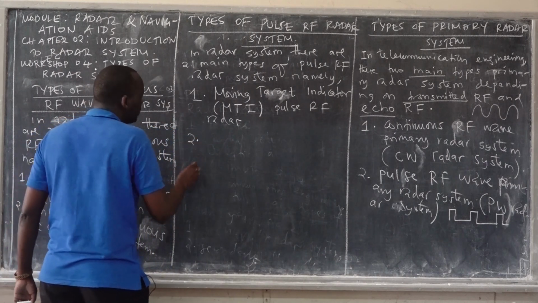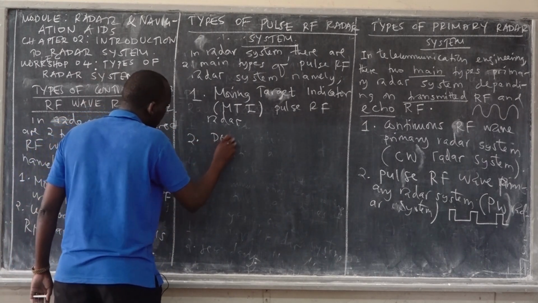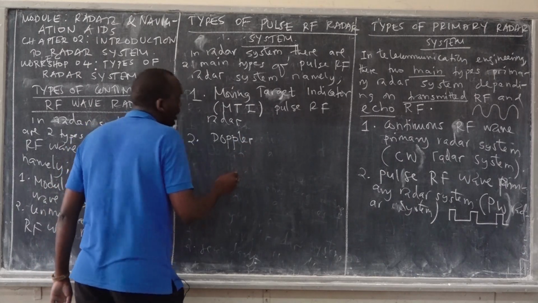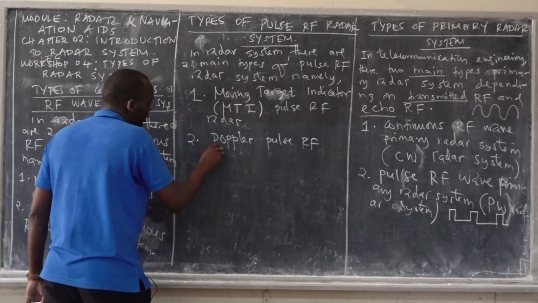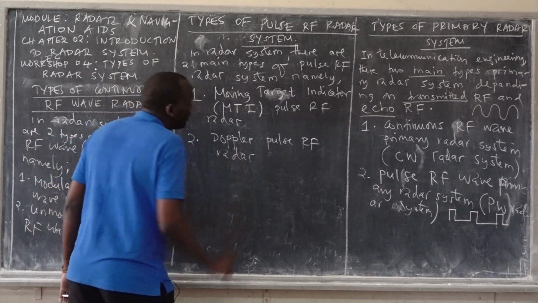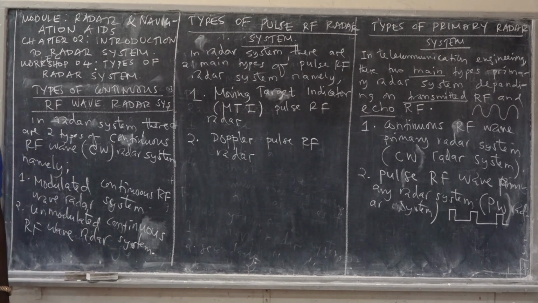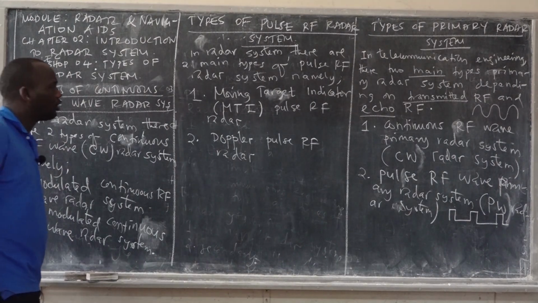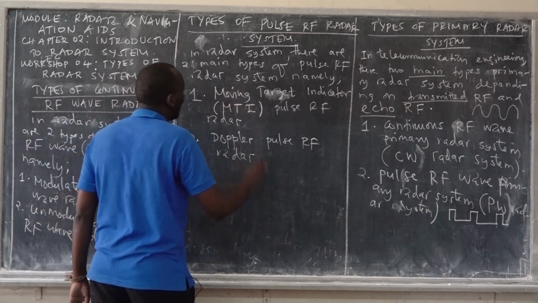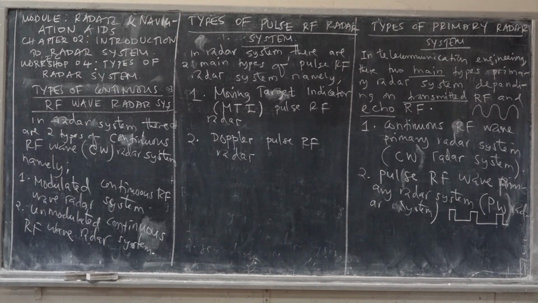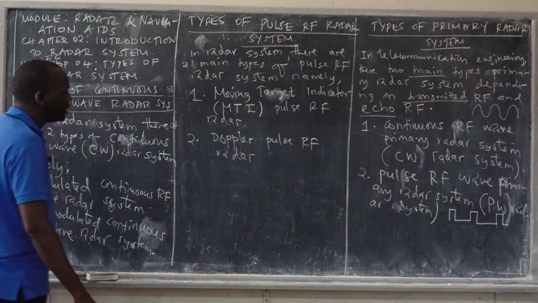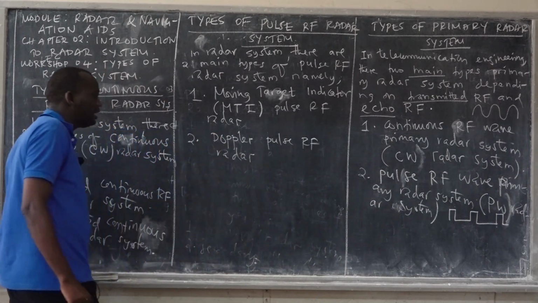The second one is called the Doppler pulse RF radar. So there are two types of pulse radio frequency radar system. And we categorize them according to whether the indicator of the target is moving, or the indicator of the target actually uses just the Doppler effect.